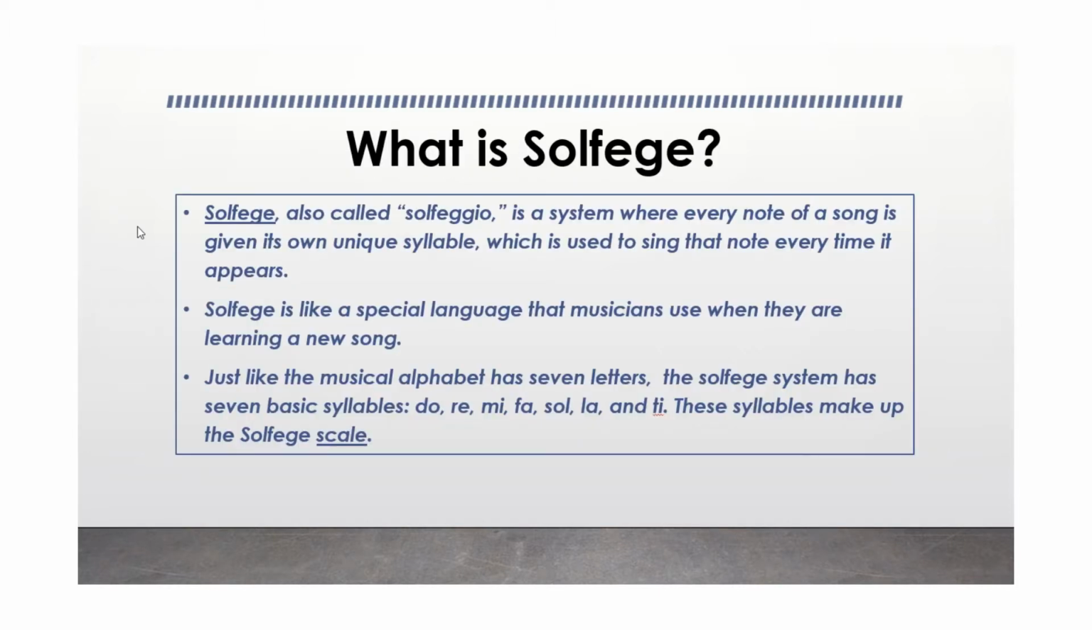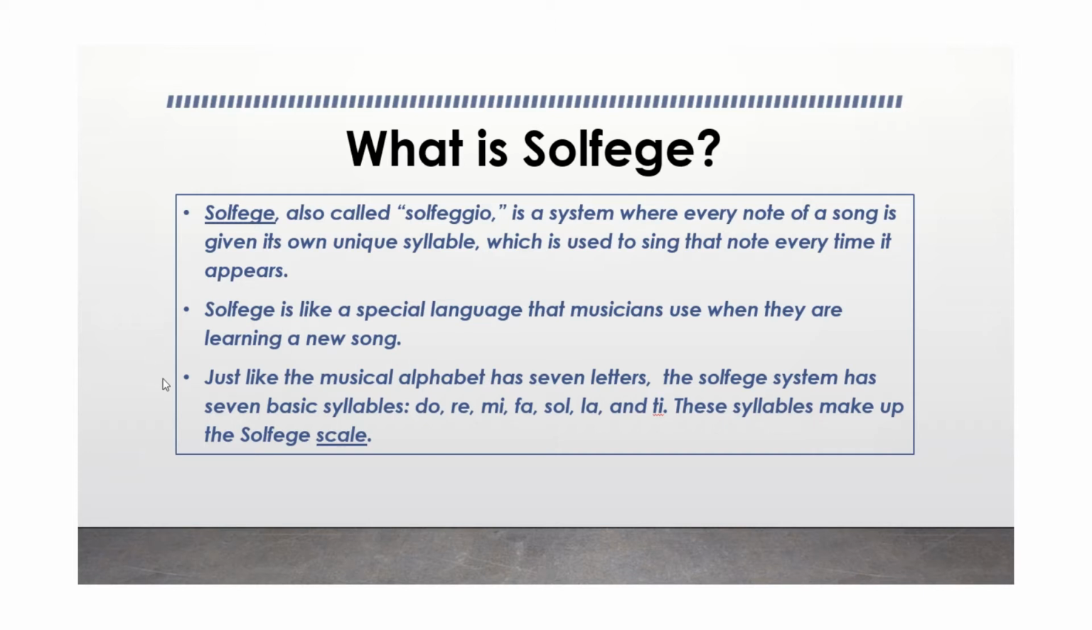Let's start with learning about solfege. Solfege, also called solfeggio, is a system where every note of a song is given its own unique syllable, which is used to sing that note every time it appears. Solfege is like a special language that musicians use when they are learning a new song.